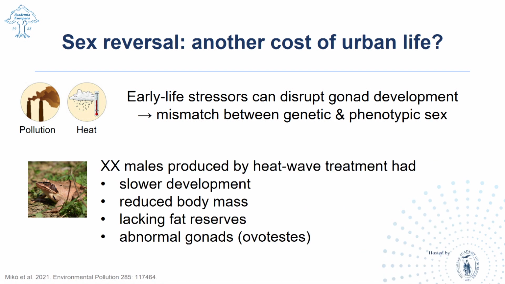And when we produced sex-reversed individuals by applying a heat wave treatment to tadpoles during their early development, we found that these sex-reversed individuals had slower development and growth, less fat reserves for winter survival, and they had a higher incidence of abnormal reproductive organs. So these are really not good news for individual fitness prospects, although we don't know yet if the case is similar for the free-living sex-reversed frogs.